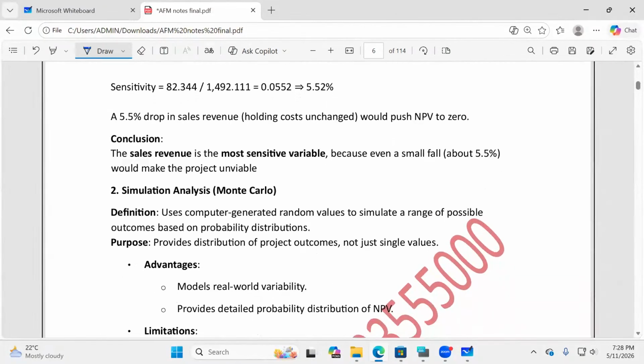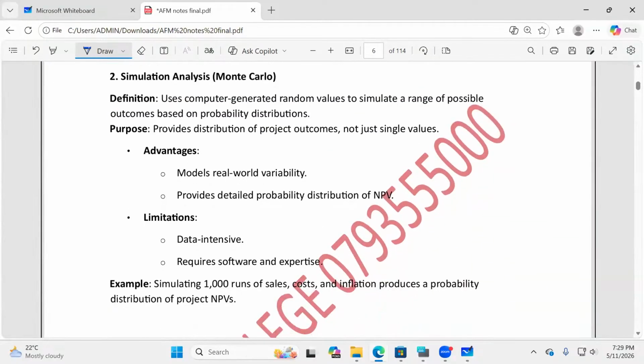Before I go to the second model, look at the conclusion. It is telling us here that the sales revenue is the most sensitive variable, because even a small fall of about 5.5% will make the project unviable. Your syllabus wants us to do the second model after sensitivity. They are calling it Monte Carlo simulation analysis. So what is simulation?